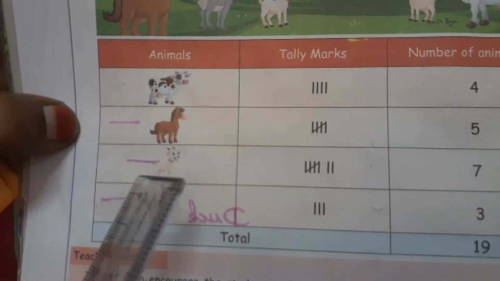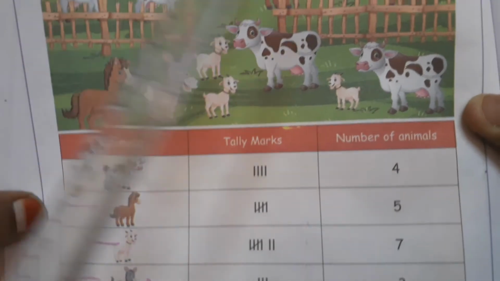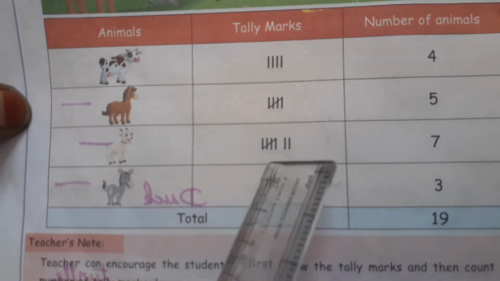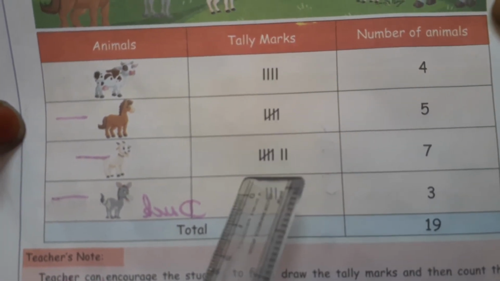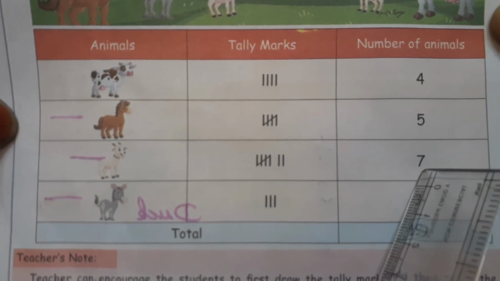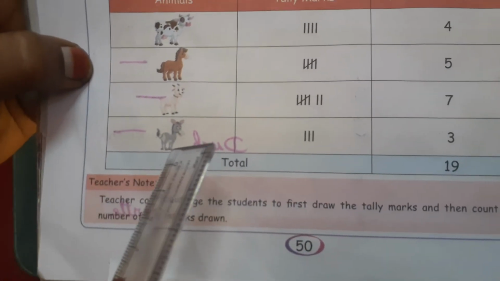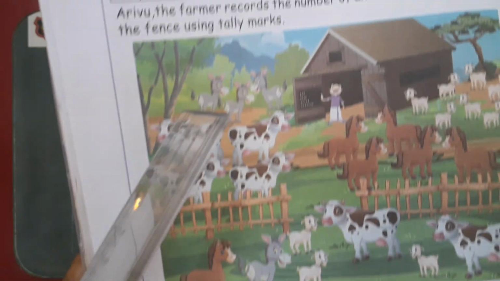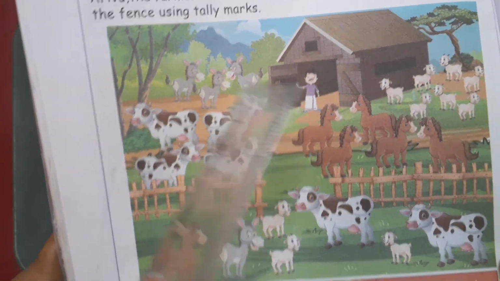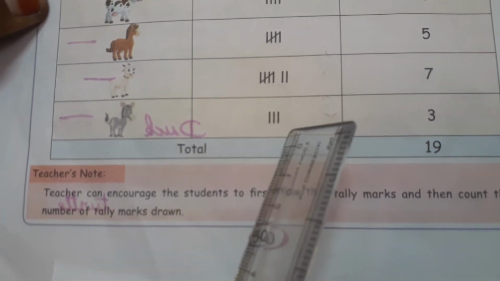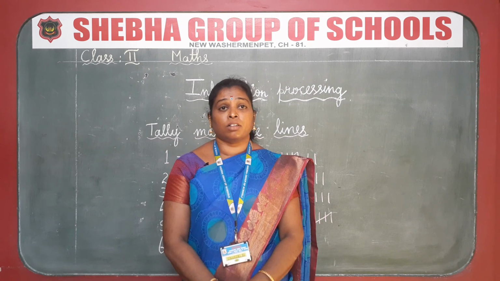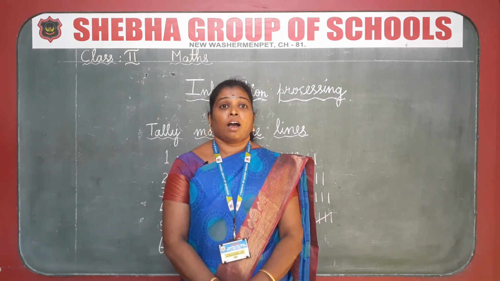Next, what is this? Yes, goat. Count the number of goats. 1, 2, 3, 4, 5, 6, 7. So tally mark 1, 2, 3, 4, 5, 6, 7. So number of animals 7. Next, what animal is this? Yes, donkey. Count the donkeys inside the fence. 1, 2, 3. So tally marks 1, 2, 3. So number of animals 3. Total 19.